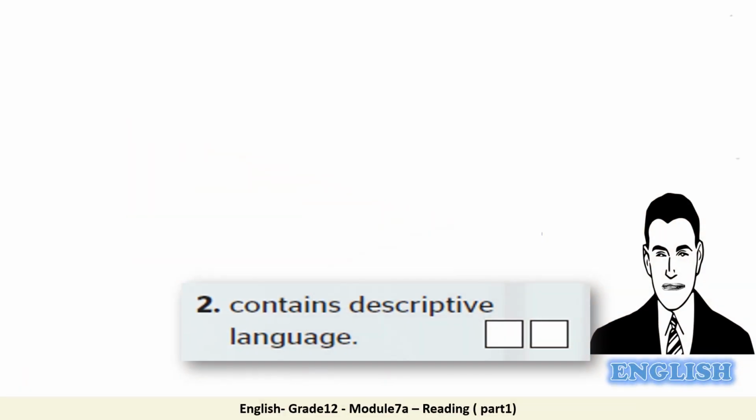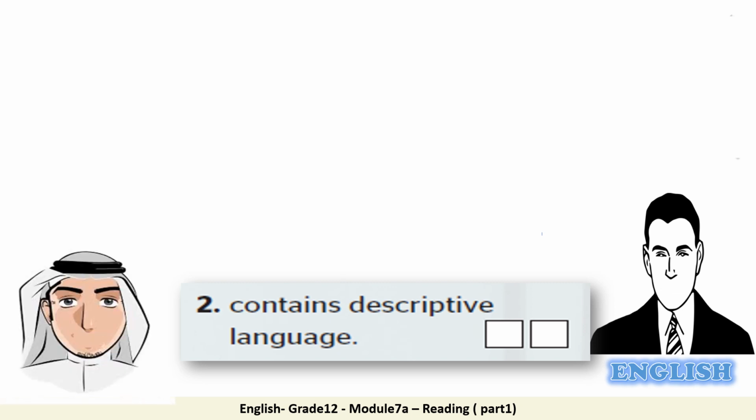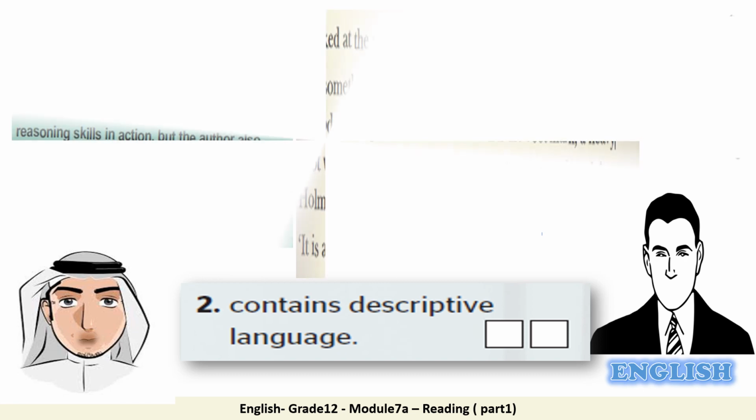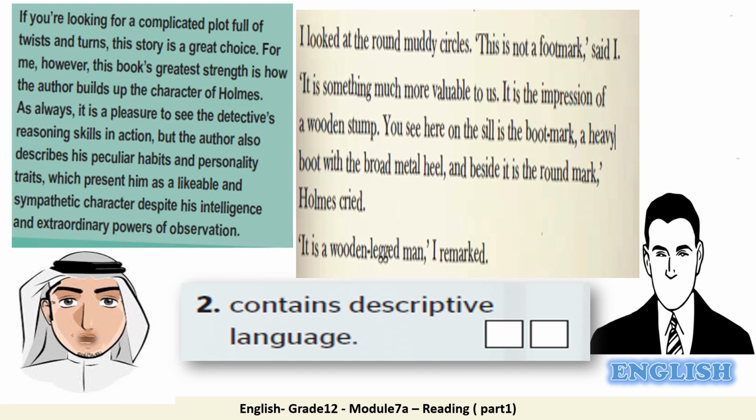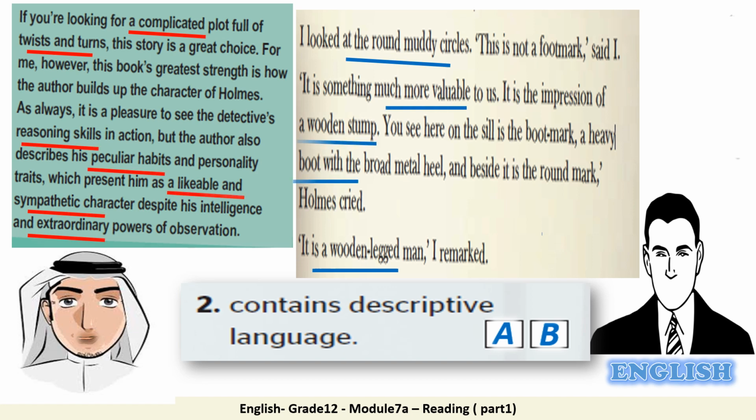Who else likes to participate? Great. Here is Jasm. 2. Which of them contains descriptive language? Both the text from the novel, text B, and the one from the book review, that's text A, have descriptive language. If you have a look at these underlined words, you can get my point.